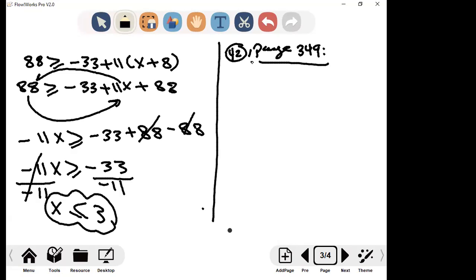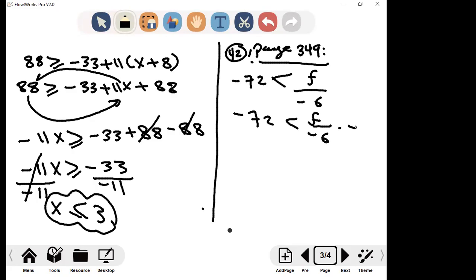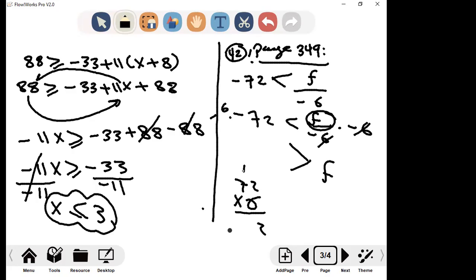Negative 72 is less than f divided by negative 6. Right? So yes. How do we solve a one-step division equation? We multiply both sides by the divisor, right? Which is negative 6. So I'll multiply both sides by negative 6, right? Now here, negative 6 with negative 6 done. Still f, but I will switch this. It will be less than, and multiply here, negative by negative is positive. 6 times 72, this is 432, right? Yes. So f less than 432.